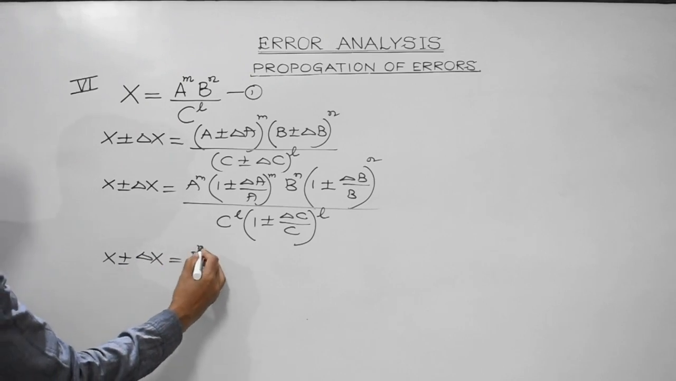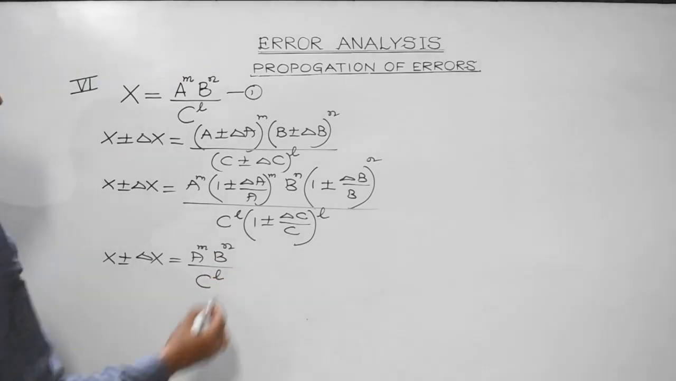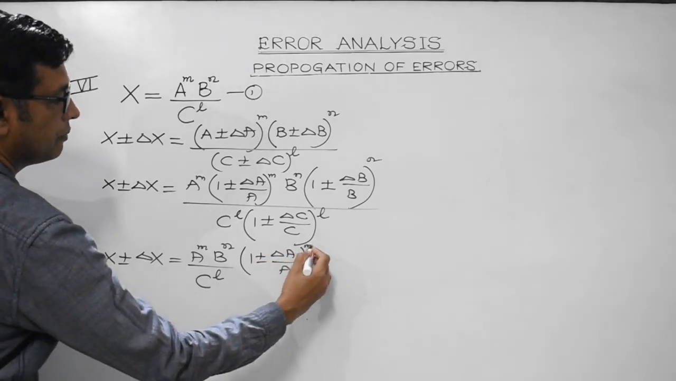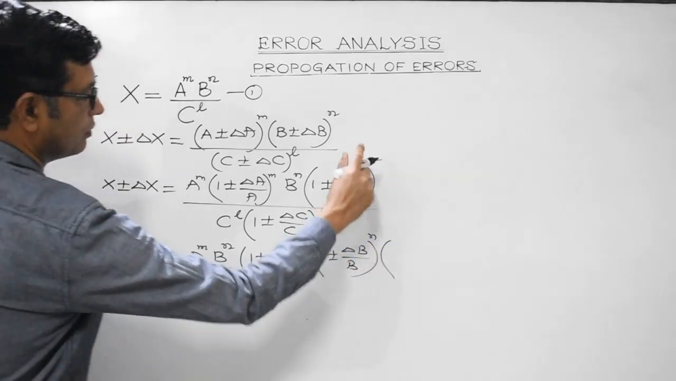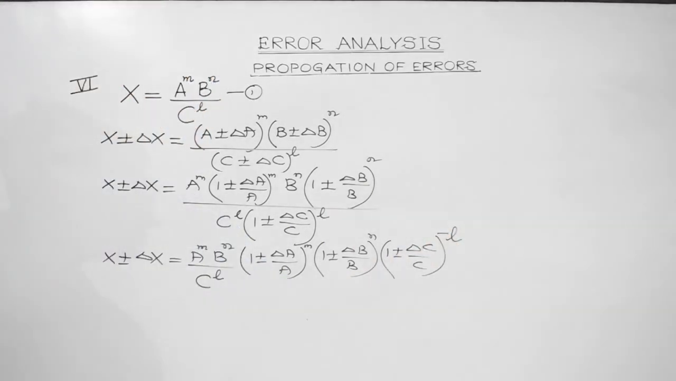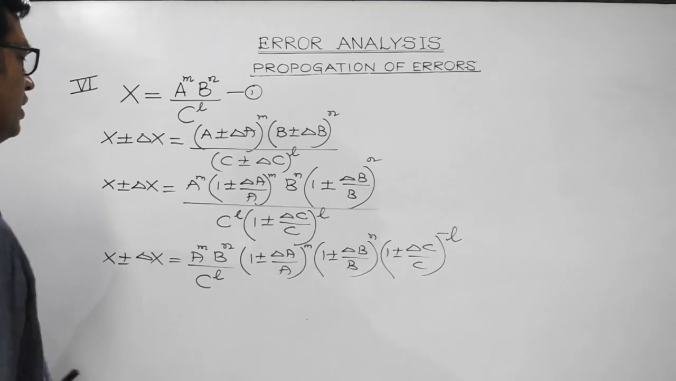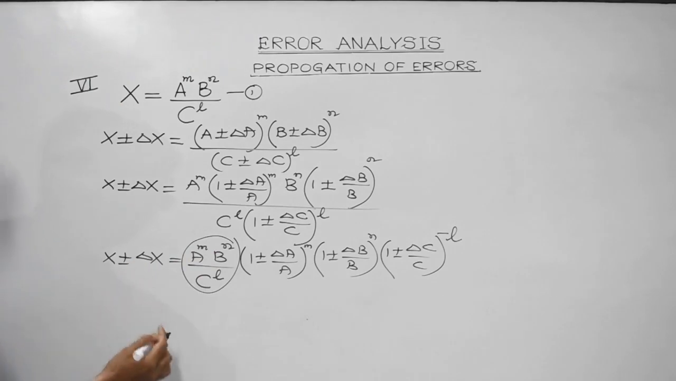So x plus minus del x can be written as a to the power m, b to the power n divided by c to the power l. And the terms left would be 1 plus minus del a by a to the power m, 1 plus minus del b by b to the power n, and this term will become 1 plus minus del c by c to the power minus l. Clear students? These are simple mathematical steps. You need to keep on proceeding. So this term is equal to x. So it can be written as x plus minus del x by x. We can write it like this, right?